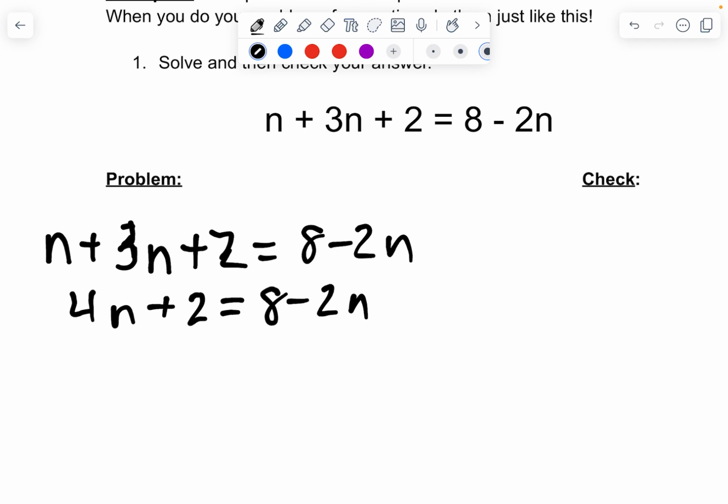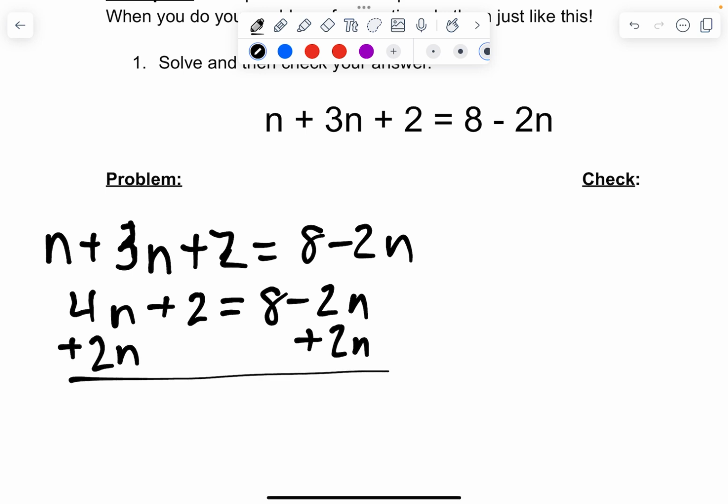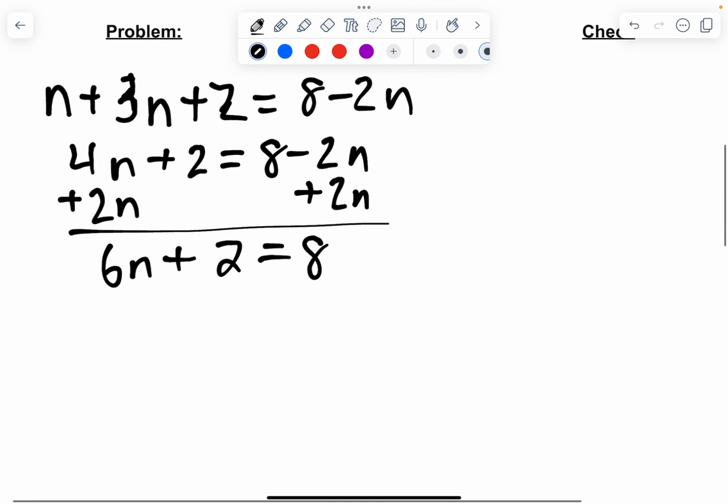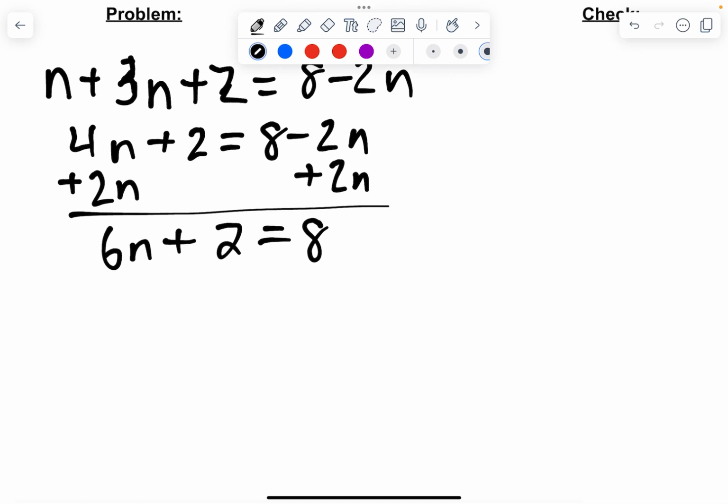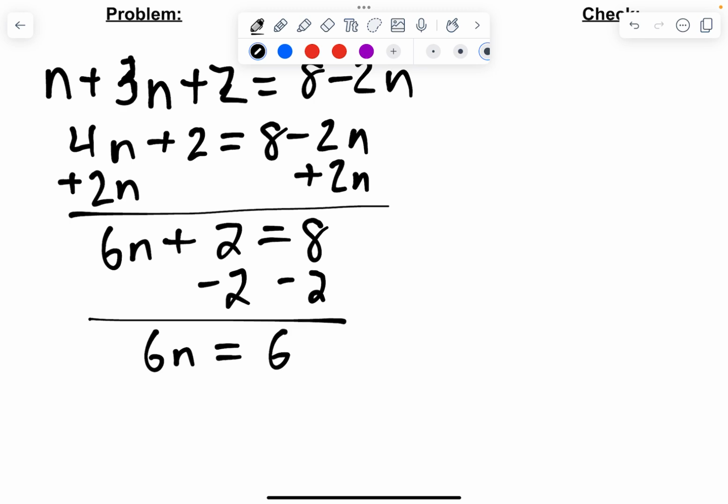It kind of depends on what you want to do on this equation. I would say, look at your variables first. So I'm going to add 2n to each side. 4n plus 2n are 6n. And then the 2n and minus 2n, they cancel. I need the 6n by itself, and so I want to get rid of my 2. Because it's a plus, I subtract it, which is the opposite, so 6n equals 6.